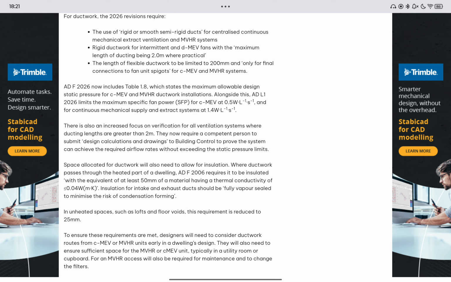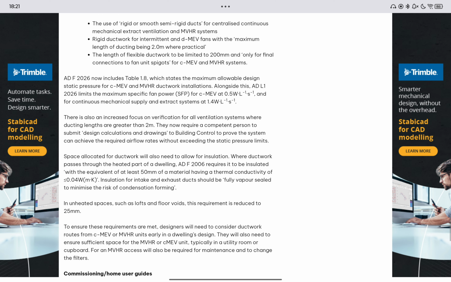ADF 26 now includes Table 1.8, which states the maximum allowable design static pressure for CMEV and MVHR ductwork installations. Alongside this, ADF 26 limits the maximum specific fan power for CMEV at 0.5 watts per litre per second, and for continuous mechanical supply and extract systems at 1.4 watts per litre per second.